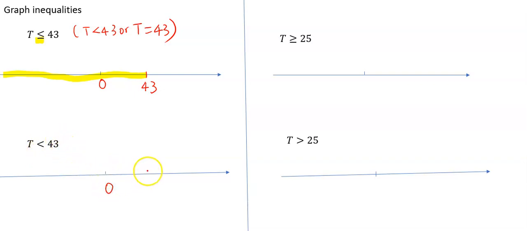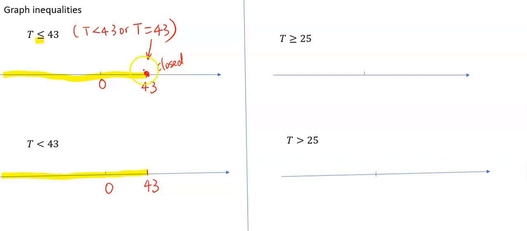So to show the difference between these two, because if I just highlight the number line, as you can see, it looks exactly the same. So we cannot tell the difference by looking at the graph, which one has an equal sign and which one doesn't. So in order to show the difference, if there's an equal sign, we're going to make this dot closed, close the circle.